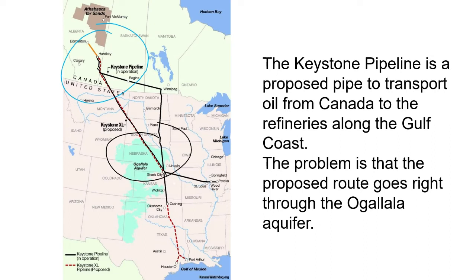So this has gone back and forth between a couple presidential administrations. President Trump green-lighted it and said, go ahead and build it. President Biden then came in and said, no, we're going to stop working on that. So right now, the best proposal is to go around, stay out of the aquifer's way. But obviously that costs more money, and the oil companies don't want to spend the money.